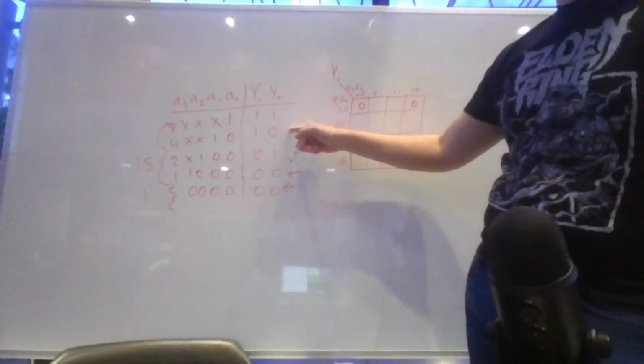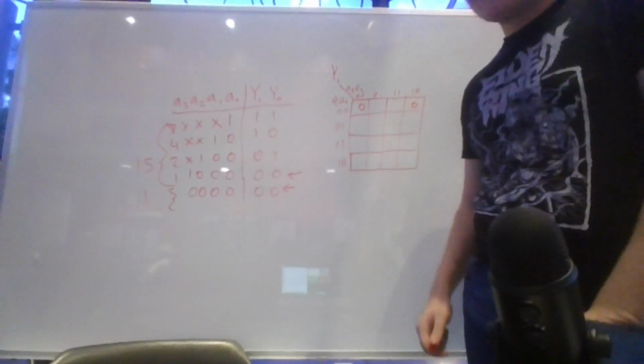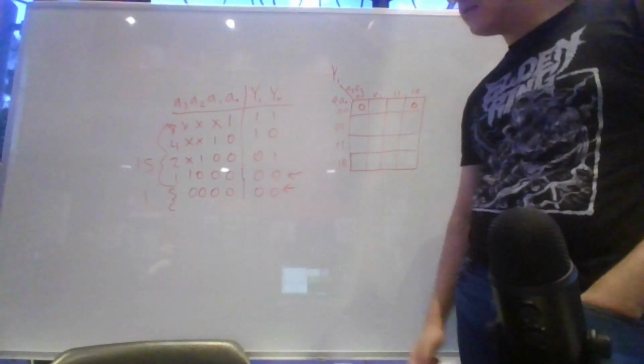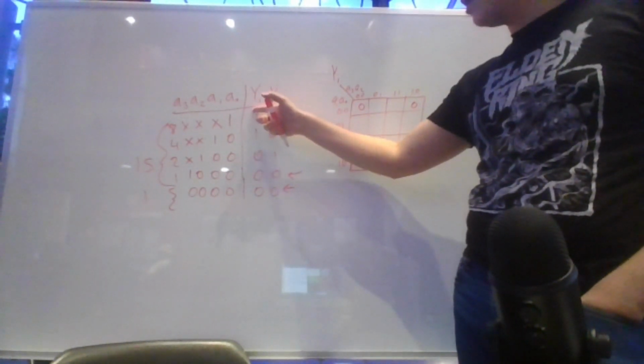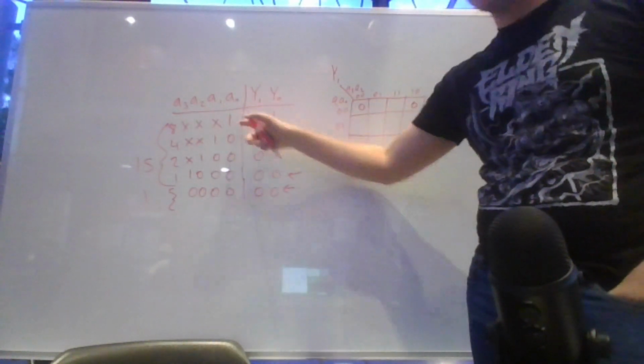Now, how do I do the rest of these? Say, for example, this top row. Y1's on here, but how would I figure out my position if I have a bunch of don't cares?